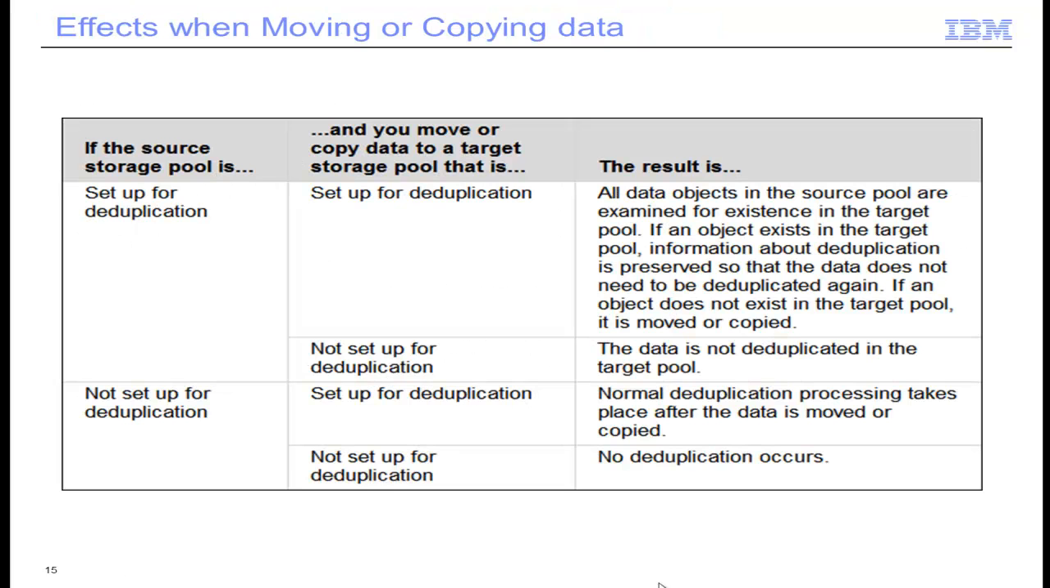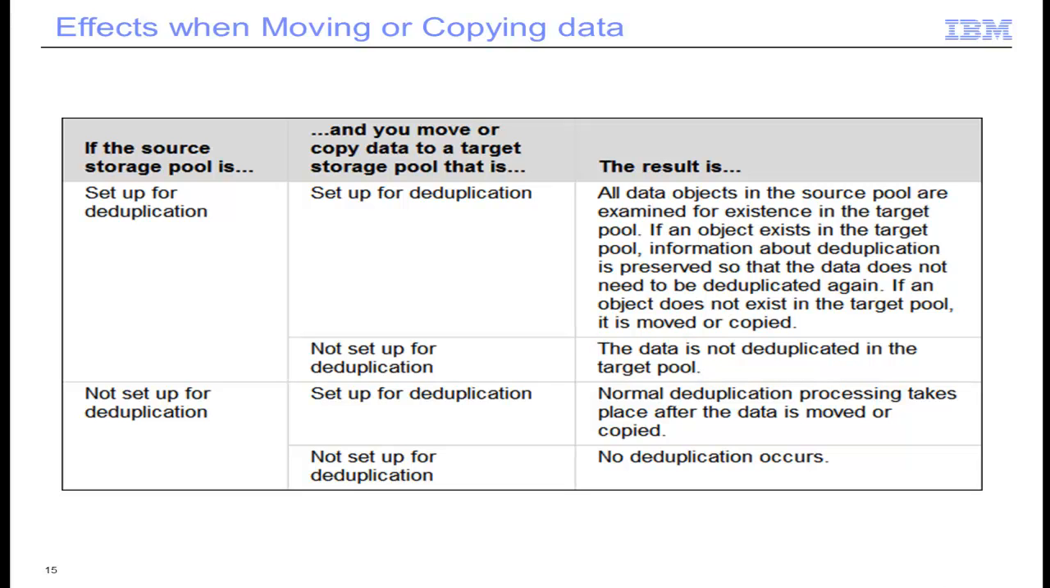Now, once data has been deduplicated, when we go to do things like copy it to other storage pools, maybe for a copy storage pool, or if we want to replicate it out to another TSM server, there will be some considerations on how we copy or replicate that data. If the original storage pool is set up for deduplication and the copy pool or the replication pool is also set up for deduplication, then we'll just replicate or copy the new pieces over, any of the blocks that are not in the copy or replication storage pool.